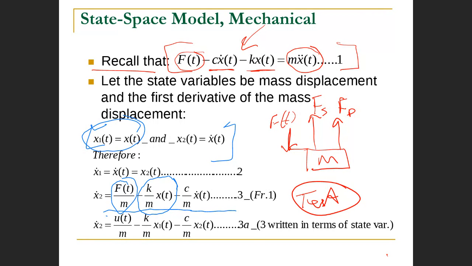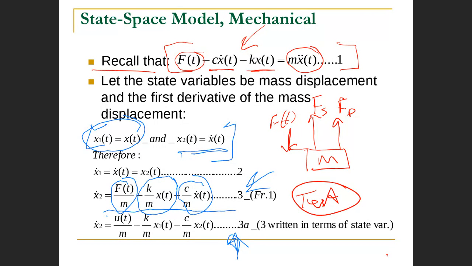What about the other variable in this part here? It is x dot of t. Is x dot of t a state variable? Yes, sir. Which one? x2. See it here? Therefore, we can rewrite equation 3 in the form of equation 3a, where we have x dot 2 equal u of t. Remember, u of t now is the input function over m, minus k over m times x1 as we agreed, minus c over m times x2. That's it.